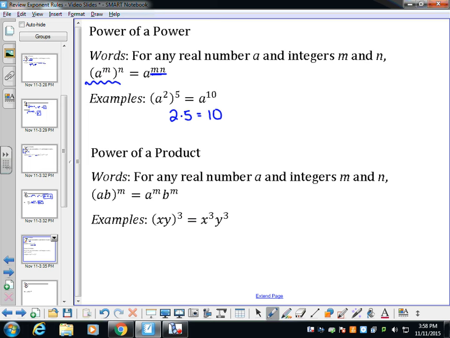Power of a product is when I have two things in my parentheses, and they're both being raised to some exponent. Then what I do is I almost distribute that exponent to each term within my parentheses. So in the example xy to the third, it's really equal to x cubed y cubed.